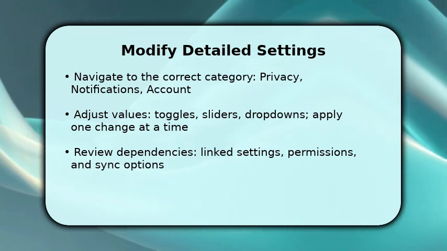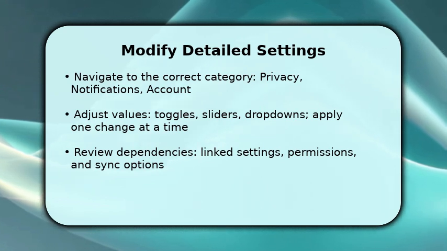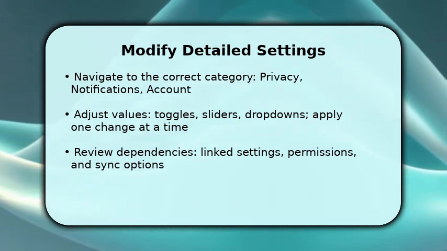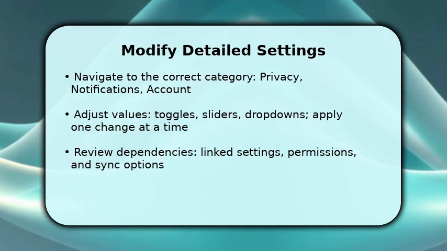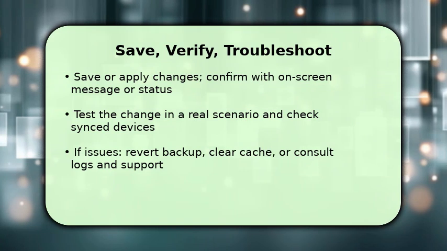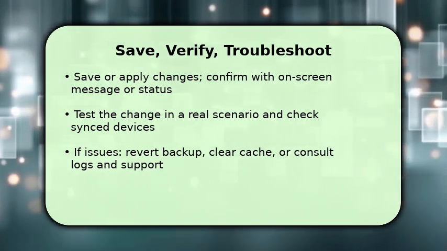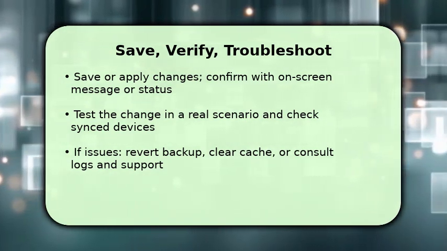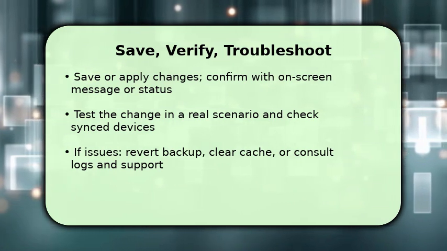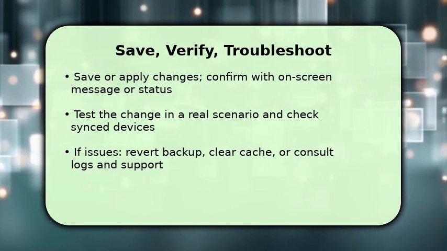Once changed, use any preview or test functions and watch for dependent options that enable or disable elsewhere. Make sure sync and permission settings reflect your change. When you finish, always save or apply changes and wait for confirmation that the update succeeded. Then verify the result by performing a quick real-world test: send a notification, sign out and back in, or check a synced device to confirm behavior.